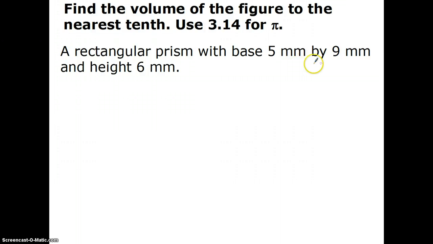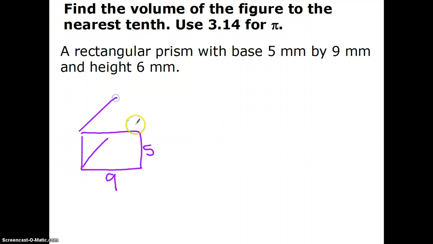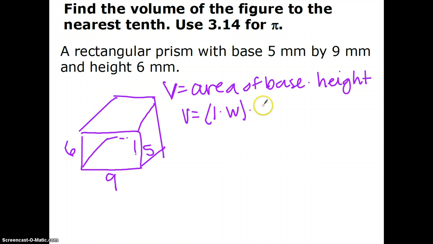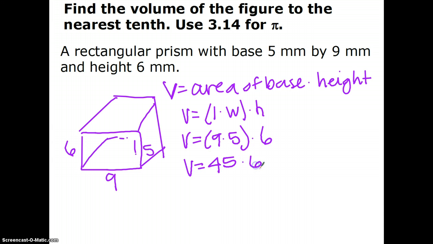Next one, a rectangular prism with base 5 millimeters by 9 millimeters. So once again, you're going to try to draw your three-dimensional figure. This is not very good. And the height is 6. So my formula is volume equals area of the base times height, which is length times width, since I'm dealing with a rectangle, times the height. Volume equals 9 times 5 times the height, which is 6. Volume equals 45 times 6. And in your calculators, you're doing 45 times 6 and you're getting 270 millimeters cubed.